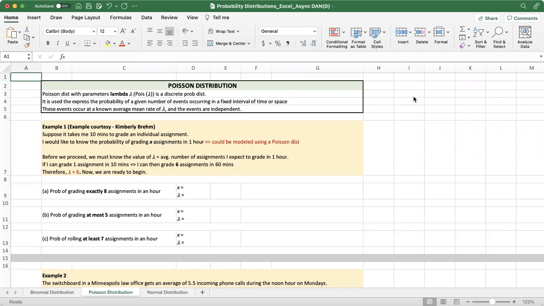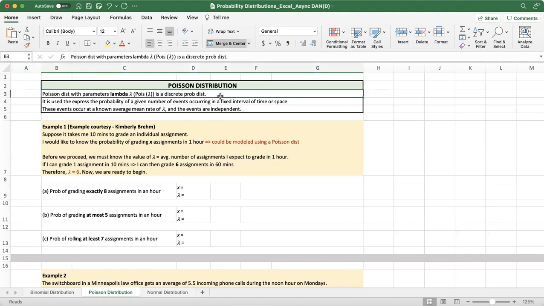Things like number of calls received in an hour, number of cars crossing an intersection in say 20 minutes, number of babies born in a hospital in an hour. All of these could be modeled using Poisson. Poisson distribution has a single parameter called lambda. Lambda is denoted using this inverted Y. And lambda denotes the average number of events that occur in the specific interval. Say the average number of calls received in an hour, average number of children born in an hour. So the average number is given by lambda.